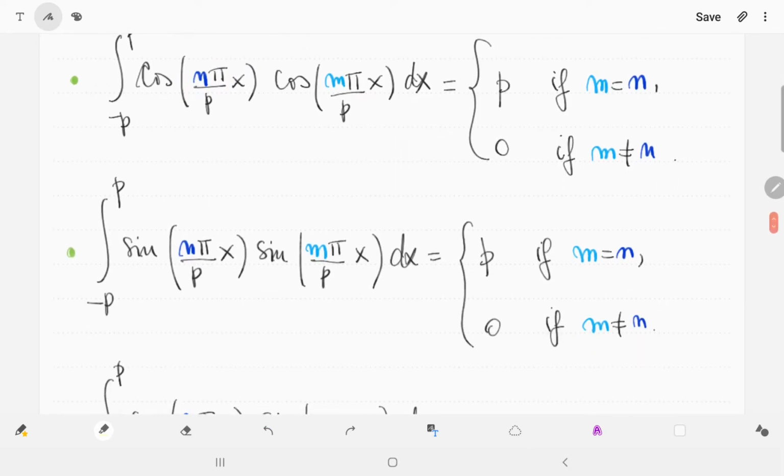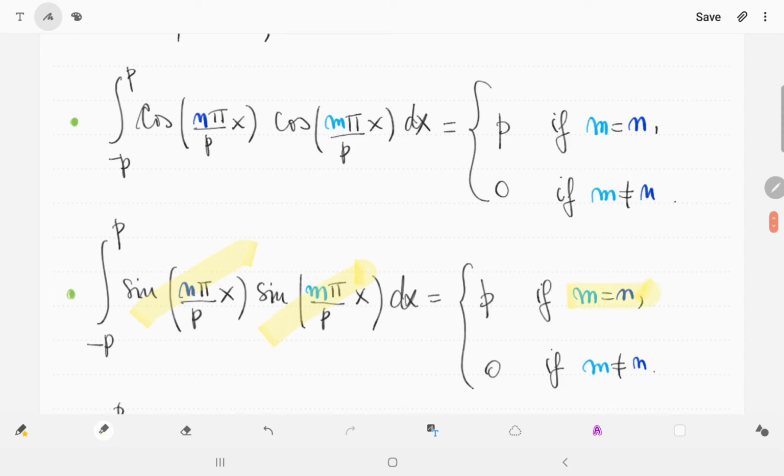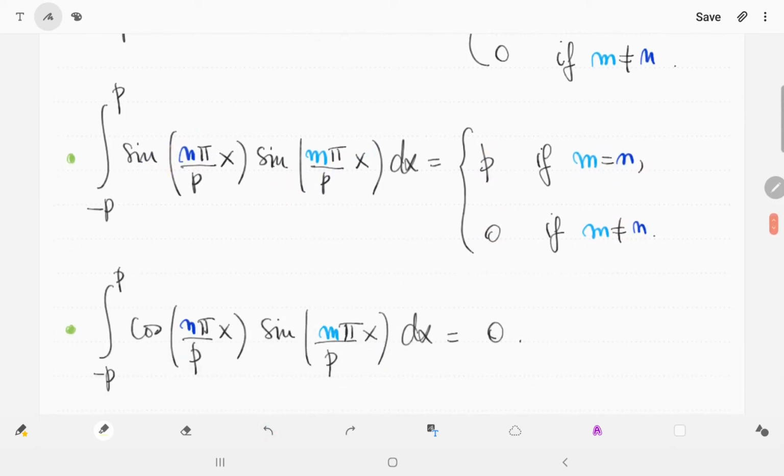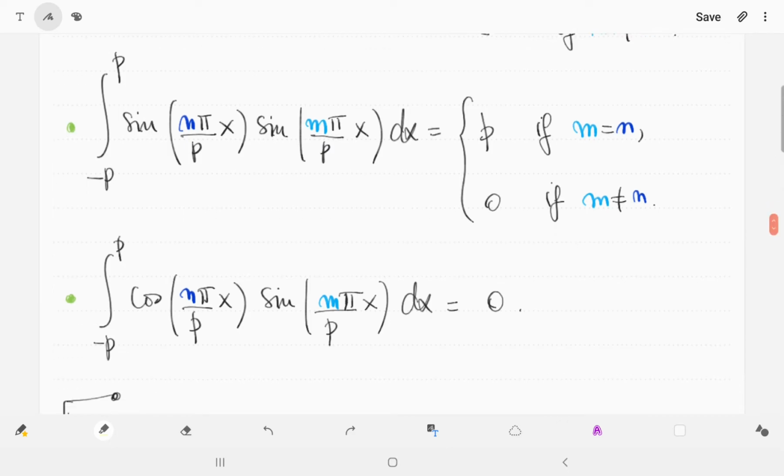Then when we pick two sines, we have exactly the same. If m and n are the same, we get p. If they are different, we get 0. Okay, and the last orthogonality property: if we pick one cosine and one sine, this is 0, no matter if n and m are equal or not, it's always 0. And these properties are quite nice. You will see in a moment why.